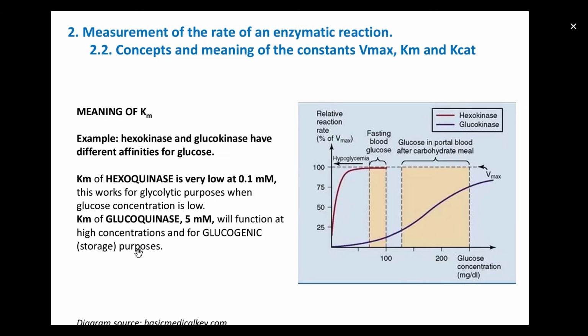And of course, it is very, very important. The Km values of hexokinase and glucokinase are different, and the lower the Km value, the higher the affinity. So here it means that hexokinase has higher affinity for glucose than glucokinase, which has a Km value of 5 millimolar. And in addition, they have different purposes.